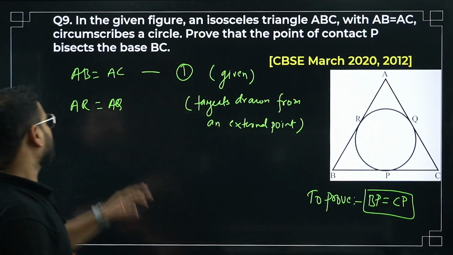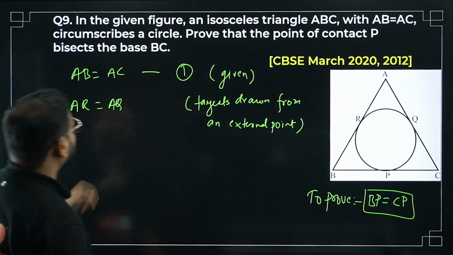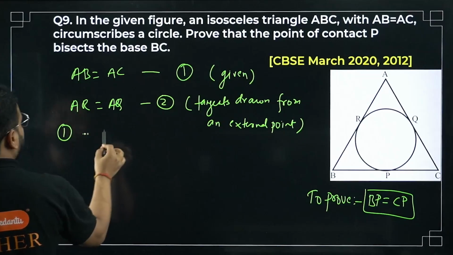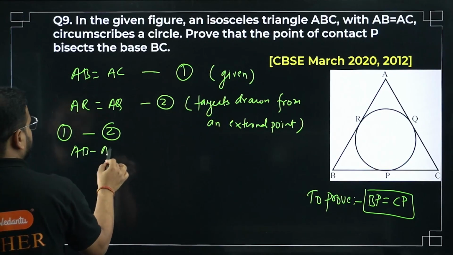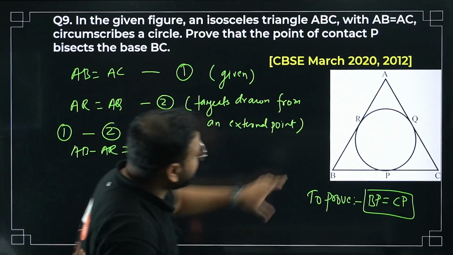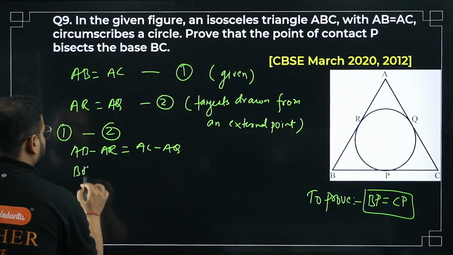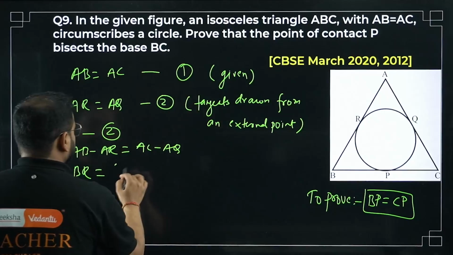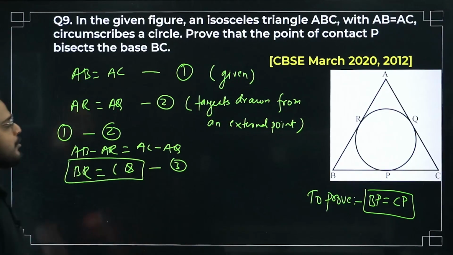So AR equals AQ. Do one thing, subtract them: equation 1 minus equation 2. AB minus AR equals AC minus AQ. AB minus AR is BR, and AC minus AQ is CQ. So BR equals CQ is equation number 3.